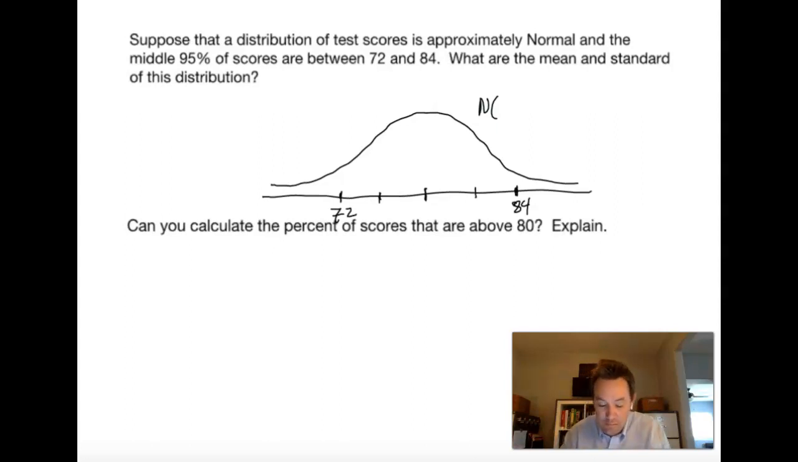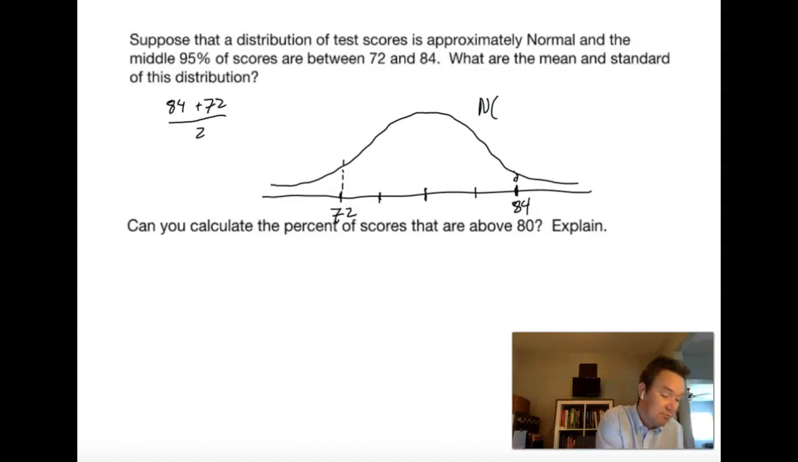Okay, well, since it's symmetric, you know that the mean has to be exactly in the middle of those 2. So we can just find the mean of those 2 numbers. That gives us 78. So now I know my mean is 78. And I just need my standard deviation.